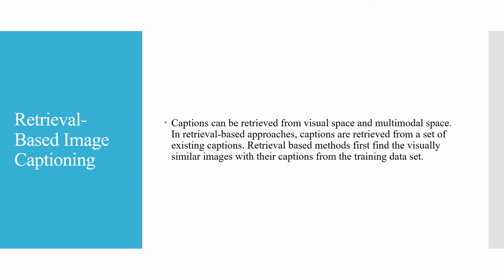The second method, retrieval-based image captioning. Captions can be retrieved from visual space and multimodal space. In retrieval-based approaches, captions are retrieved from a set of existing captions. Retrieval-based methods first find the visually similar images with their captions from the training dataset. The captions are called candidate captions. The captions for the query image are selected from this captions pool. These methods produce general and syntactically correct captions.